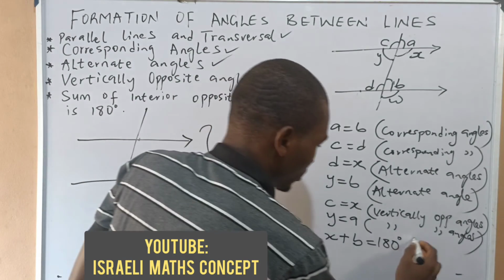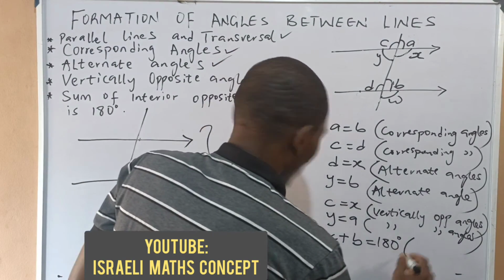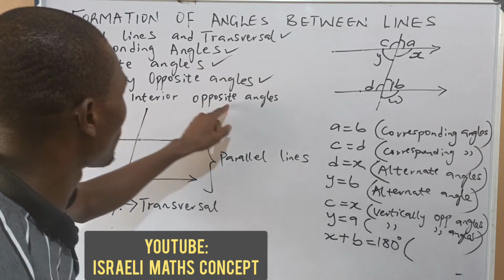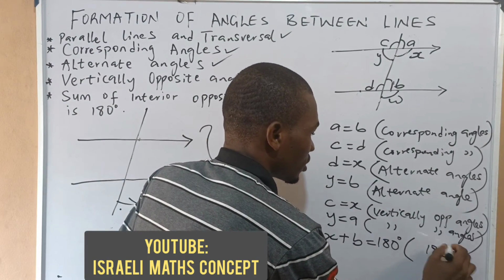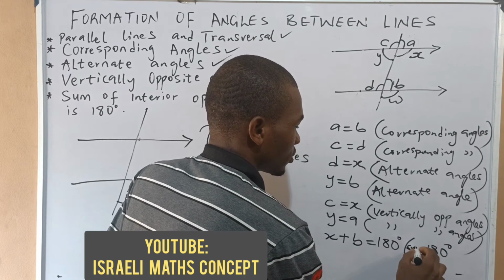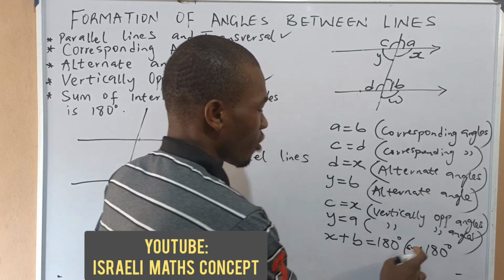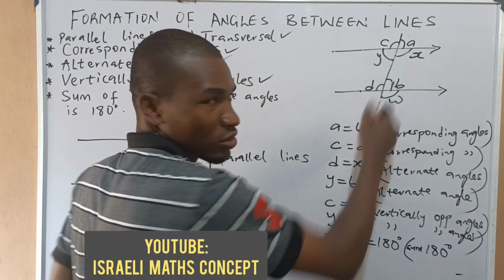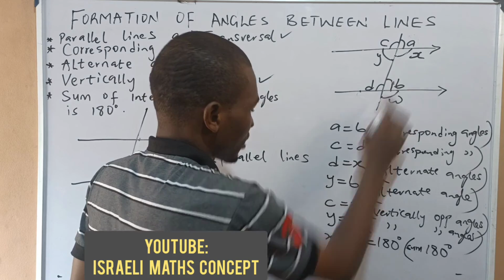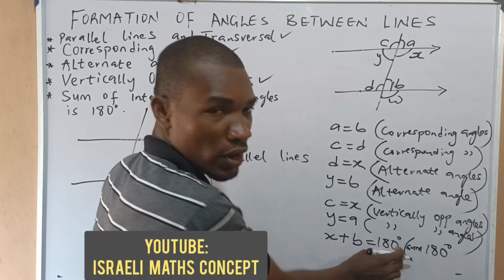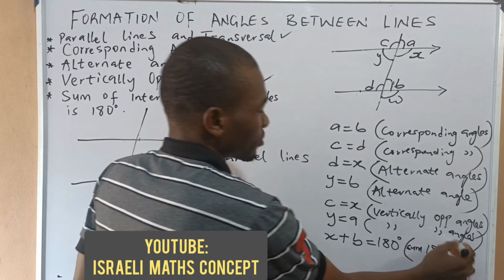And what is the reason? The reason is that the sum of interior opposite angles is 180 degrees. So the sum of interior opposite angles, and the interior opposite angles here are X and B. So the sum of X and B will give us 180 degrees.